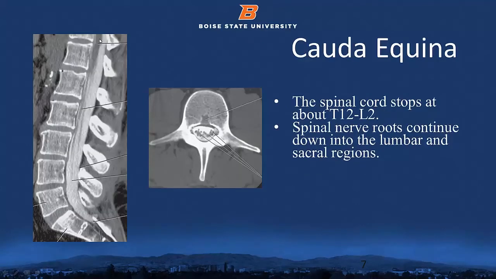The cauda equina, so here again is a kind of a zoomed in view of that conus medullaris. And the cauda equina is the multiple nerve fibers that are coming off of the end of that conus medullaris that will go out and innervate. They become the lumbar and the sacral plexes that will end up innervating your pelvis and your lower extremities.